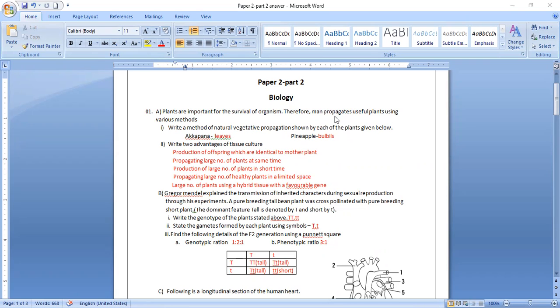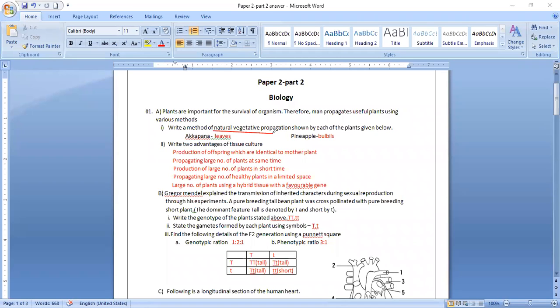So here they have given about the natural vegetative propagation method, right? So they have given two examples. We have to find which type of vegetative method that is. Okay. So normally the asexual reproduction is divided into two: natural vegetative and the artificial vegetative propagation.